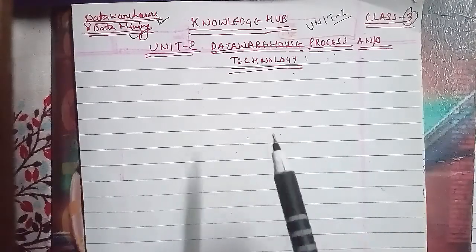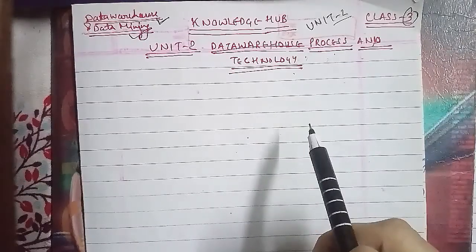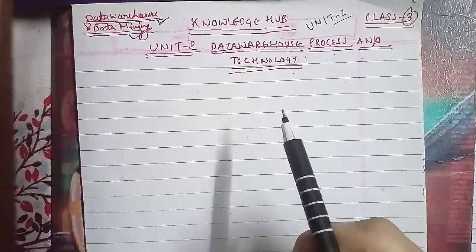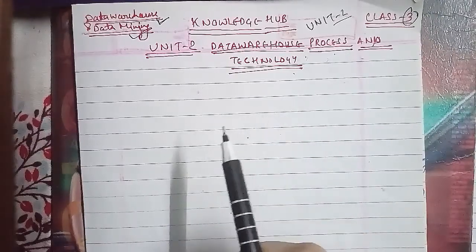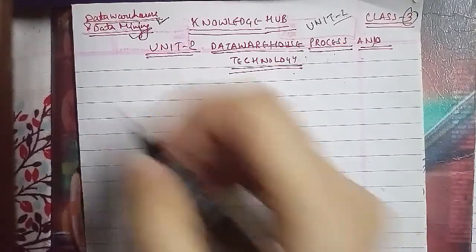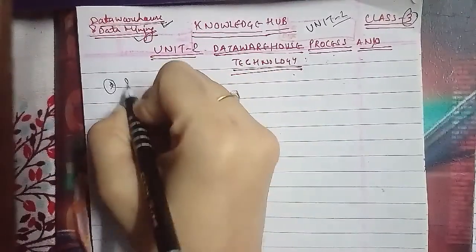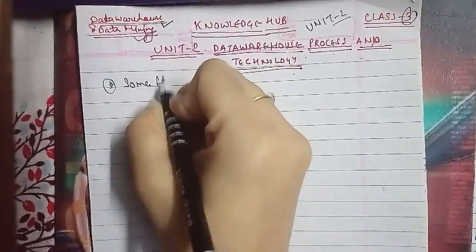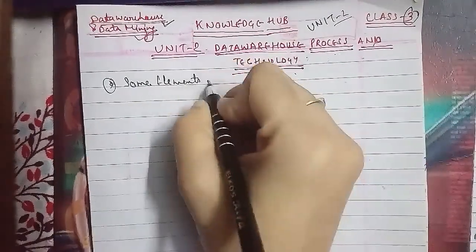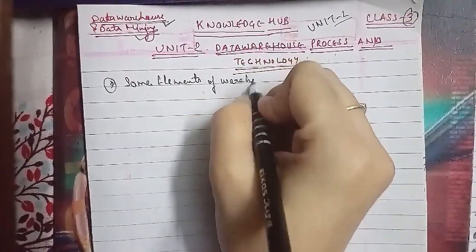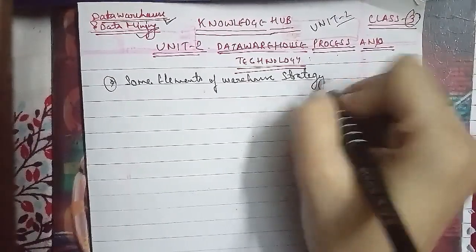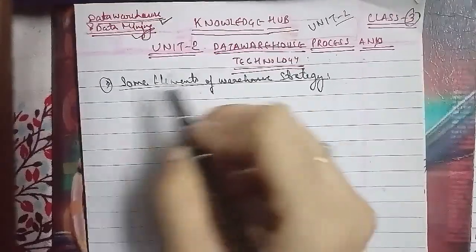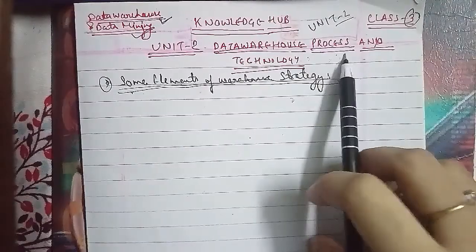The first question that has been asked is: explain some elements of warehouse strategies. At a minimum, the data warehouse strategy should include the following elements, which we'll discuss in detail. Here the first element we have is the preliminary data warehouse rollout plan.